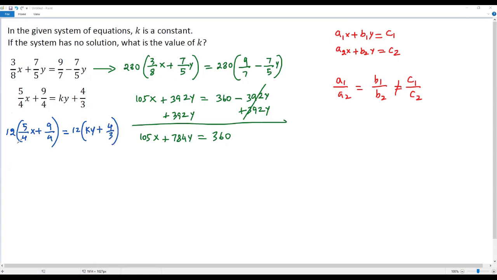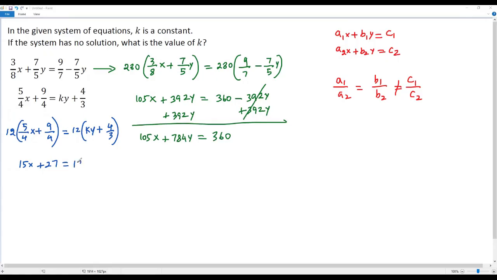Okay, here when I distribute this 12 to this 5 over 4, we can simplify this 4 and 12. That is, 4 goes into 4 one time and 4 goes into 12 three times. 3 times 5x is 15x. Here, 4 goes into 4 one time and 4 goes into 12 three times. 3 times 9 is 27. Let me write over here.